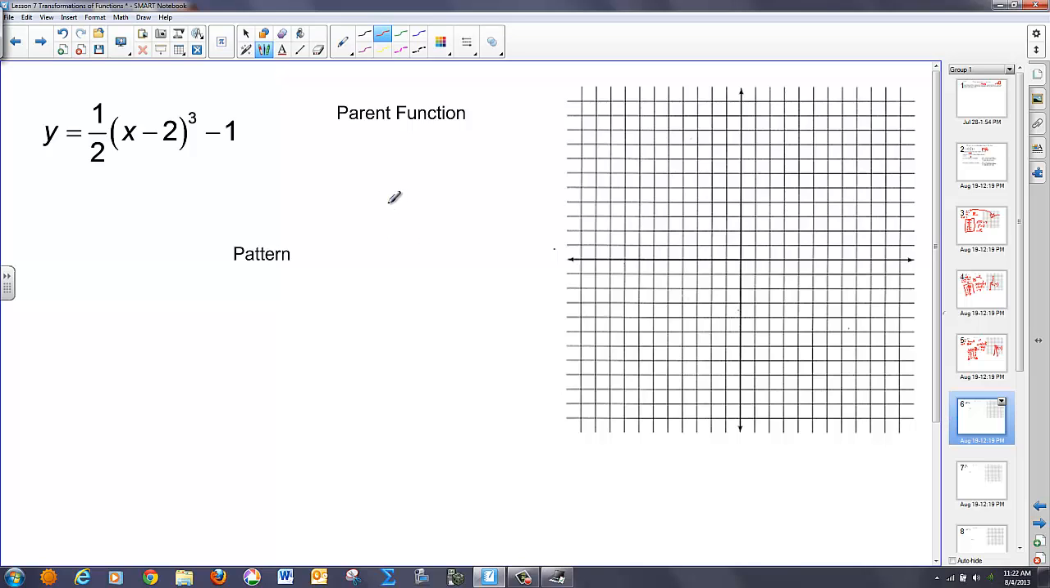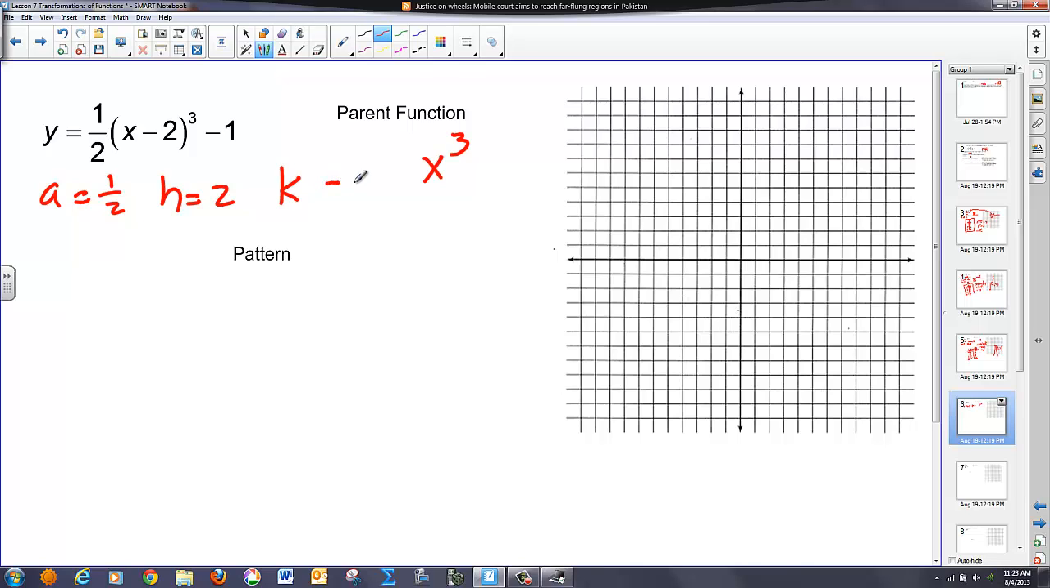Once again, we have a parent function of x cubed. I have an a value this time of a half, which is in absolute value less than 1, so this should be compressing my y's, or making it smaller in size. And I have an h value of 2 and a k value of negative 1. K value of negative 1 translates down, h value of 2 translates to the right, and an a value of a half is a y multiplier.